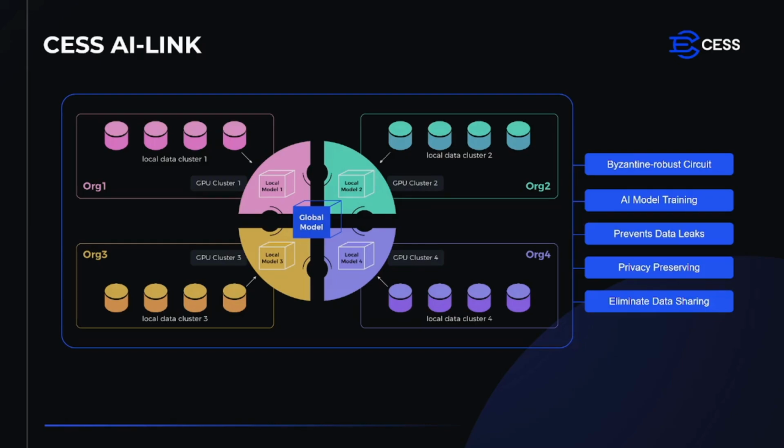Different organizations often have private data that cannot be shared due to sensitivity or legal issues. The CESS AI link allows these organizations to collaboratively train AI models without exposing their original sensitive data. For example, in the medical field in most countries, medical data is extremely sensitive and important to individuals. Patients are often concerned about sharing their medical data due to privacy issues. However, with the CESS AI link, patients can rest assured that their data will not be leaked. This technology allows their data to remain private while still contributing to the training of AI models.